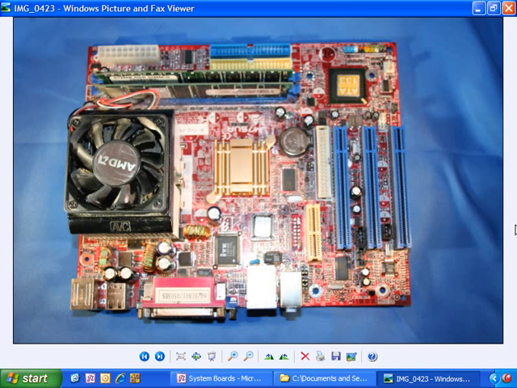This is a motherboard I took out of a computer, and you can see it's a circuit board. They come in various sizes. Sometimes they're very small. This one's actually pretty small. Sometimes they can be larger. This is the main board of the computer. So on this board are going to be many of the components that make up the computer.